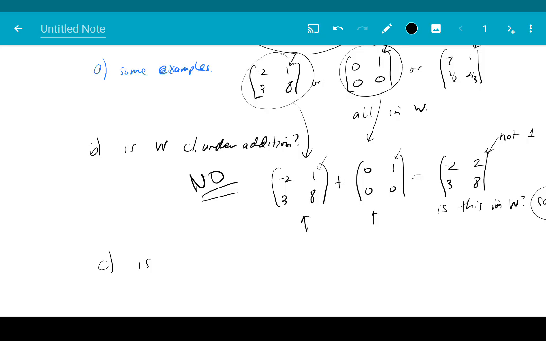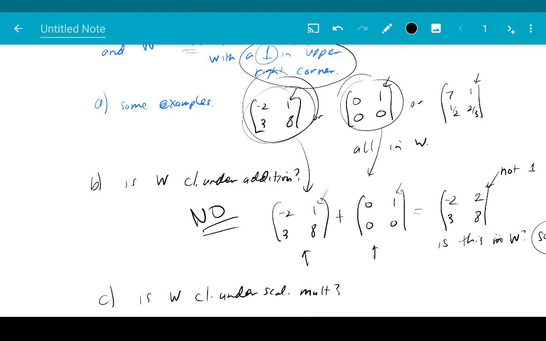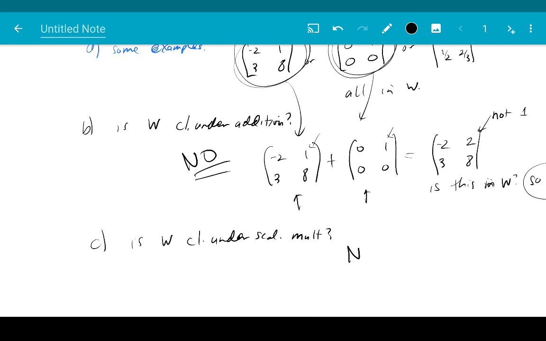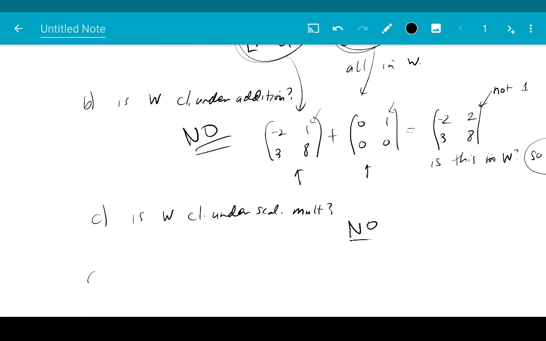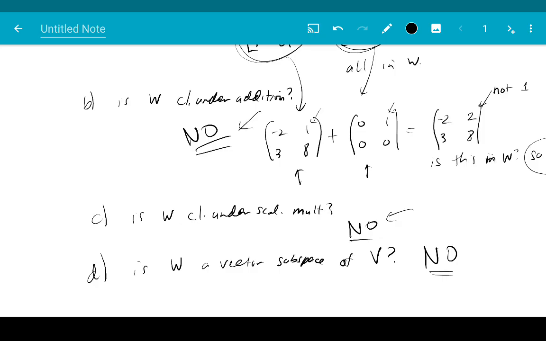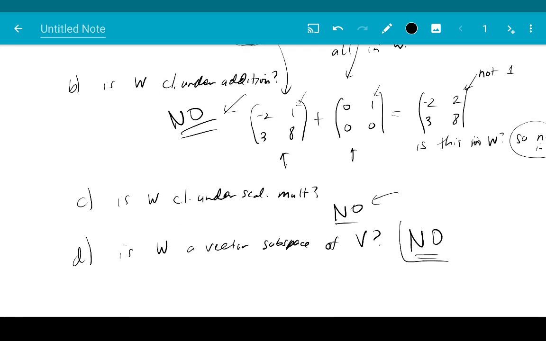What if I ask, is W closed under scalar multiplication? You might want to think about that one for a second. It's actually not too bad. If I multiply any one of these by any scalar k, as long as that scalar is not 1, I'm not going to have a 1 in the upper right corner anymore, so it's no. Right? So that was easy to check. And then D, is this set W a vector subspace of the set of 2 by 2 matrices? Well, it's definitely no, because the only way it would be yes is if both of these would have to be yes, and neither of them was yes. Even if one of them was yes and the other was no, I'd still have to say no here.